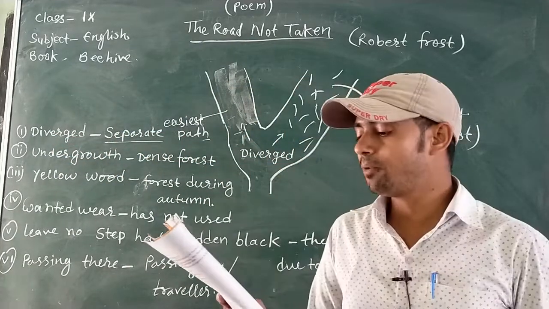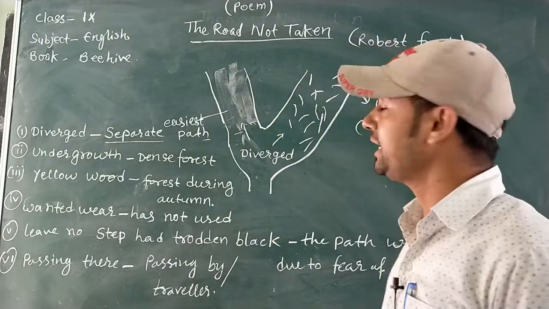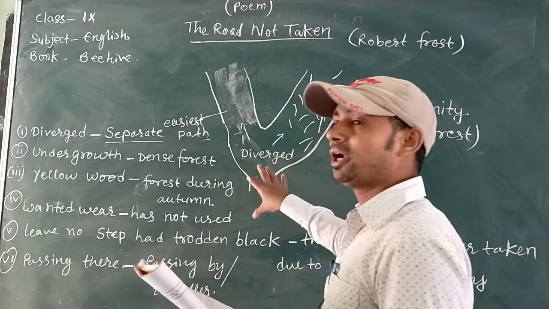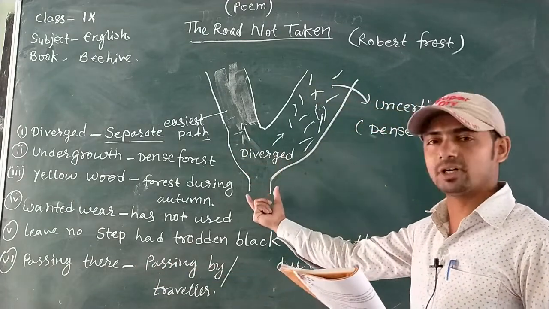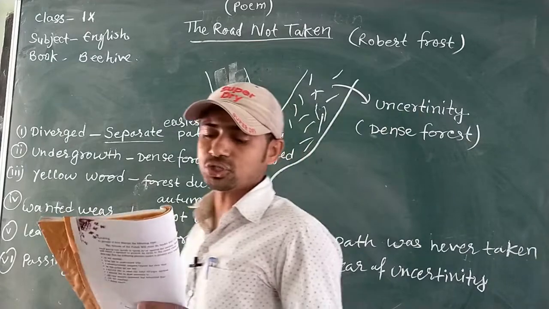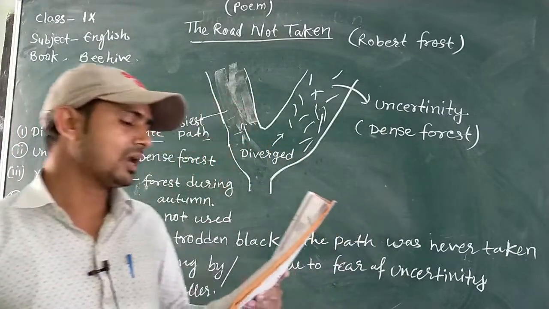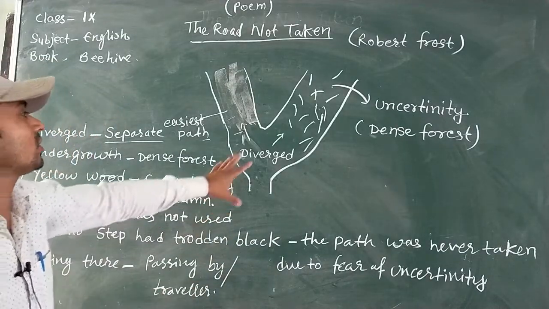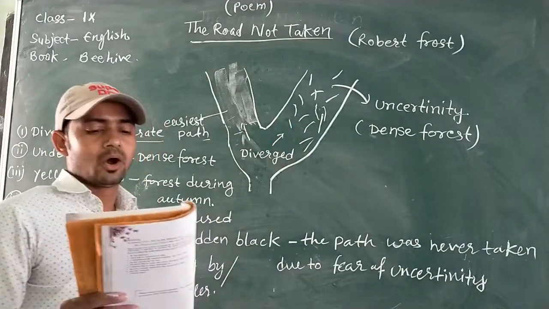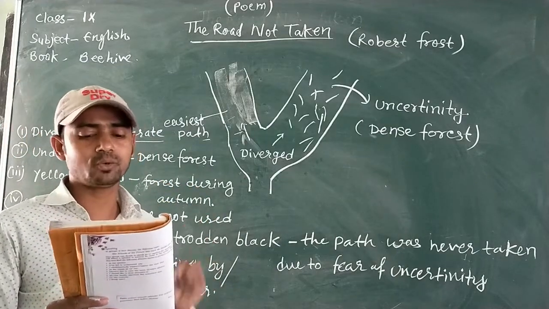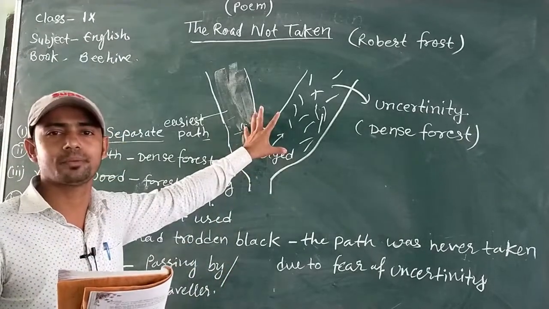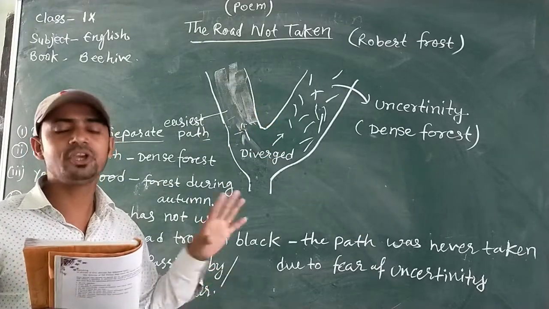In the third stanza, and both that morning equally lay. Morning equally lay means at the particular time when the poet was standing at the point of diversion, both paths looked the same. In leaves no step had trodden black. Trodden black means it had not been chosen, because of the fear of uncertainty. Both that morning equally lay in leaves no step had trodden black: both paths looked the same in the morning, and there is a fear of uncertainty.